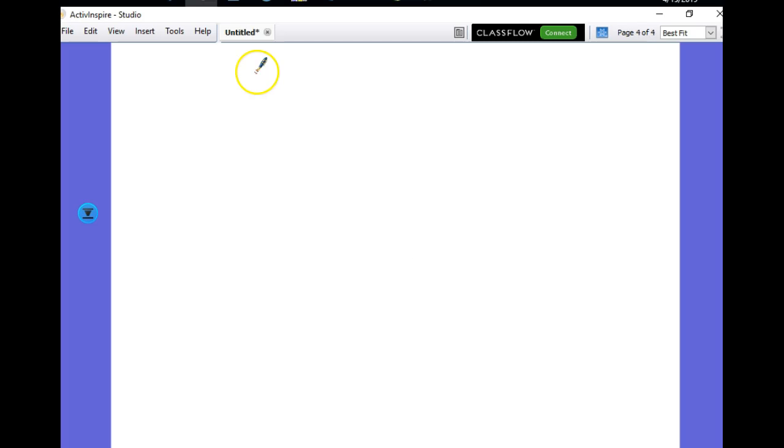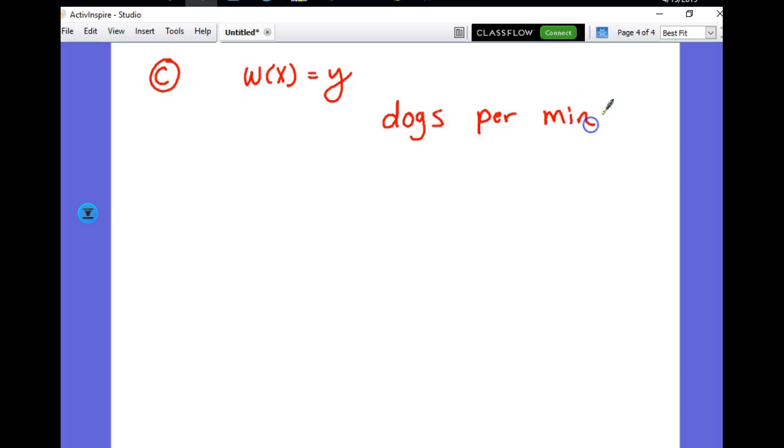All right, let's do another one. Let's say that W of x equals y is a function whose units are dogs per minute. What if we integrated students by itself? That's a good question. We'll get to that.